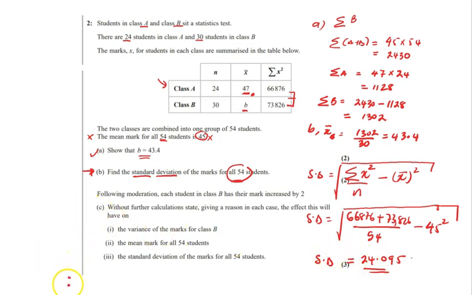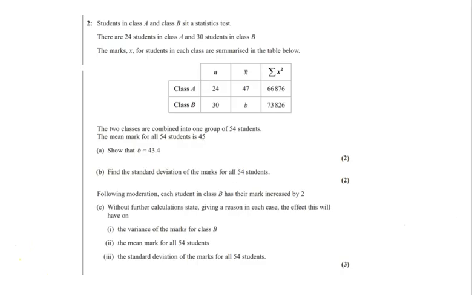All right, I will erase this and then move on. The next question, part C. They're saying that each student in class B had their marks increased by 2. That means they went on all the marks in B and added 2. And then they're asking us the effect on the variance. Remember the variance is not affected by addition.